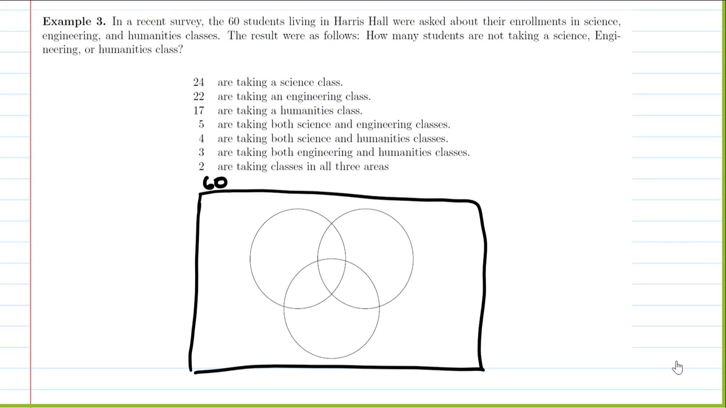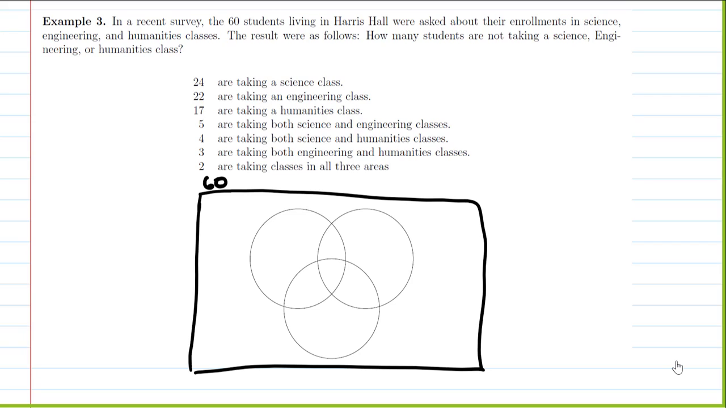We're then given some data. 24 students are taking a science class. 22 students are taking an engineering class. 17 students are taking a humanities class. 5 are taking both science and engineering. 4 are taking both science and humanities. 3 are taking engineering and humanities. And 2 are taking all 3. We want to know, well, how many are not taking a science class, an engineering class, or a humanities class? So basically, how many people are not taking any of those 3 classes?